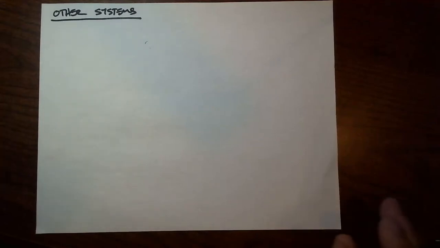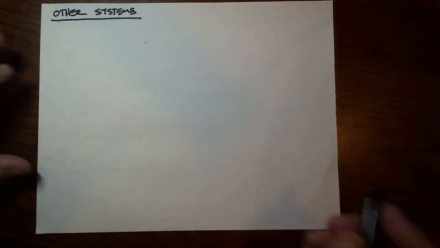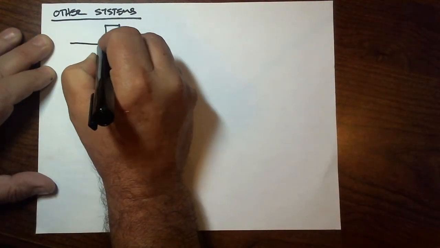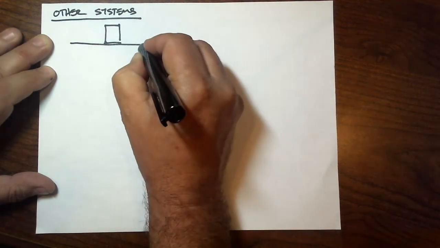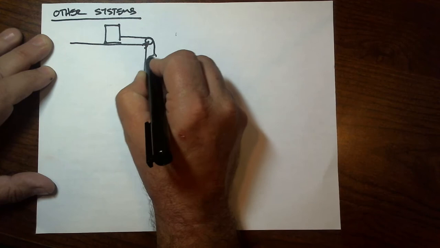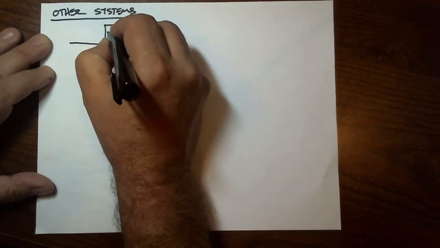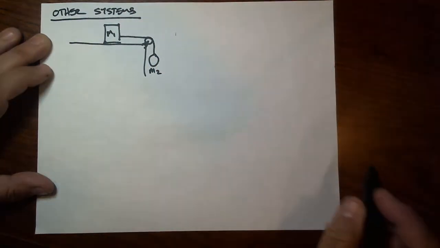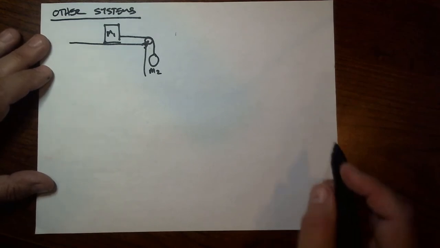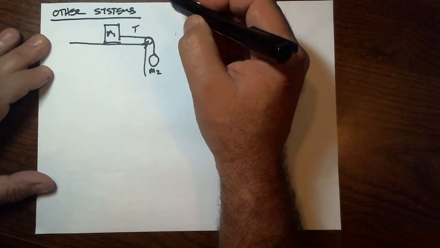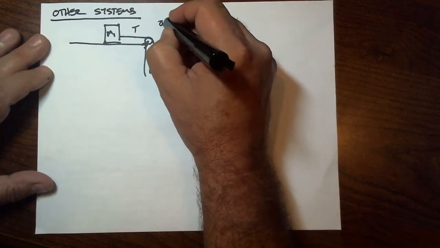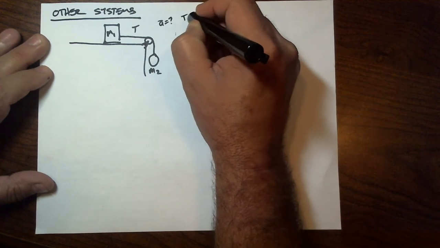Another thing that's pretty popular is to create a system where one mass is sitting on a frictionless surface and another mass is tied to it and hanging off the edge. So this will be mass 1 and this will be mass 2. And this one, we can do the same thing as we did before. We can find out what the acceleration is, and we can find out what the tension is.